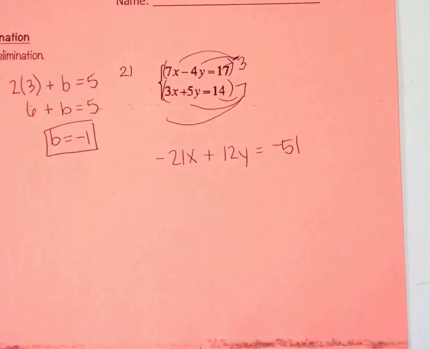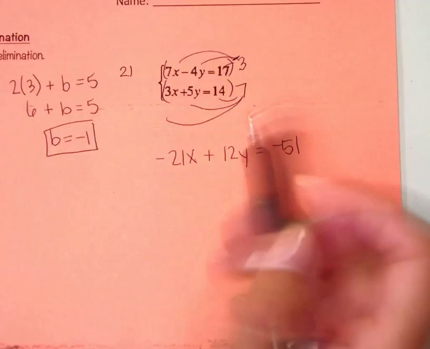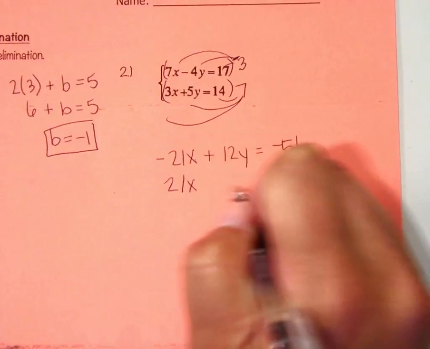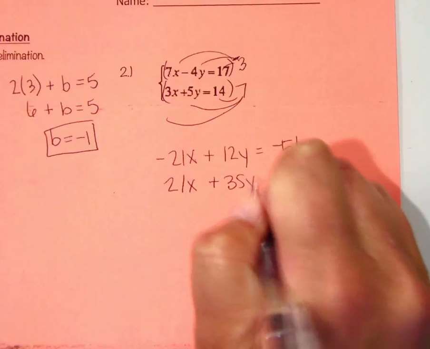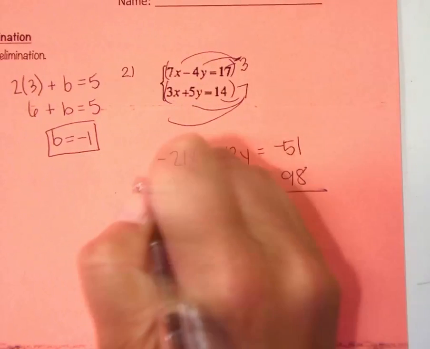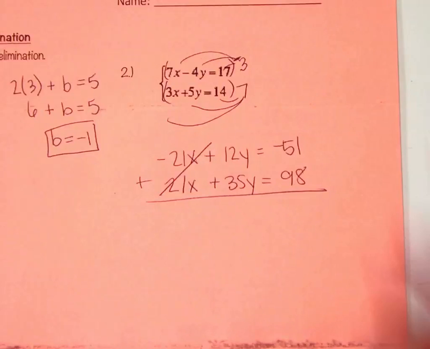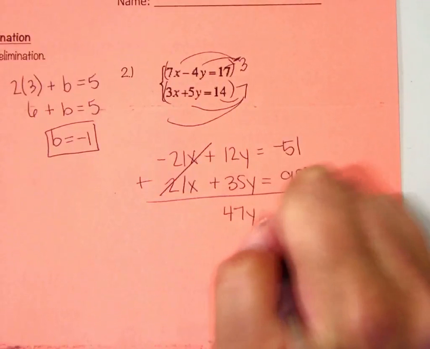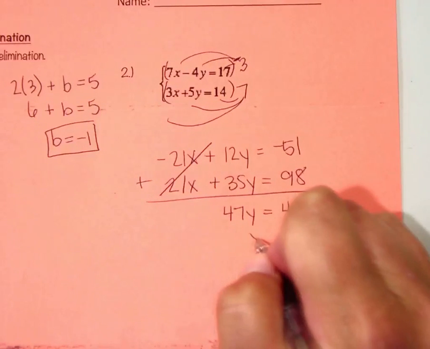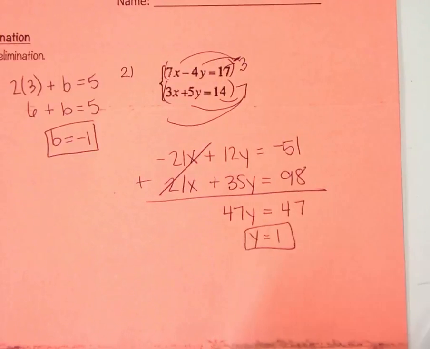Okay, looks like most of us are on the right track here. So if I distribute that 7 to the second equation, I should get positive 21x plus 35y equals 98. And then when I add, my x terms drop out, and I end up with 47y equals 47. So then y equals 1.